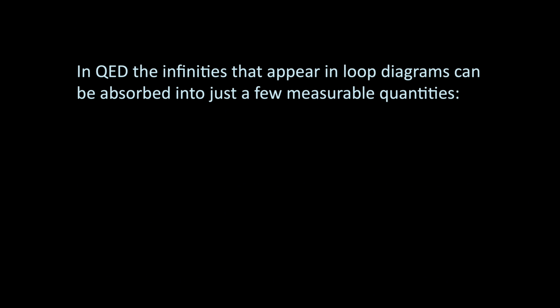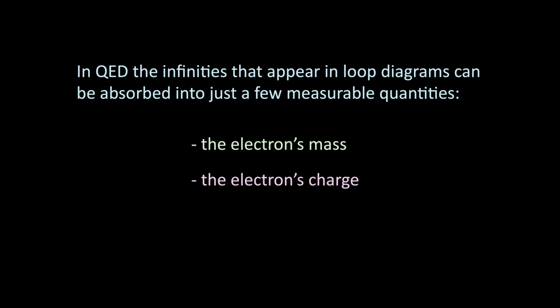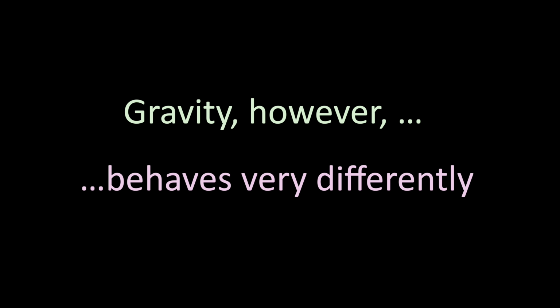In QED, the infinities that appear in loop diagrams can be absorbed into just a few measurable quantities, as we've already seen: the electron's mass, its charge, and the wave function normalisation of its fields. Once these are fixed by experiment, the theory remains predictive and consistent at every order. Gravity, however, behaves very differently.